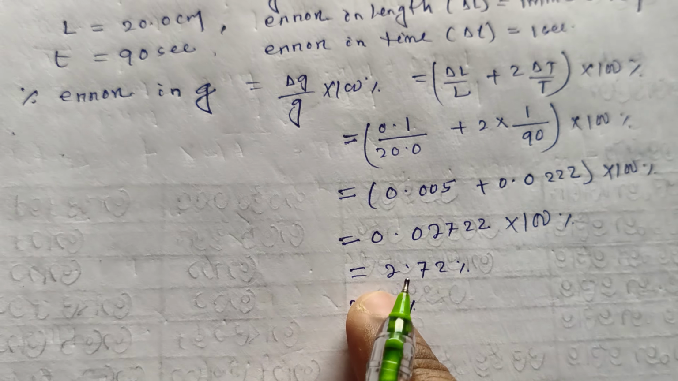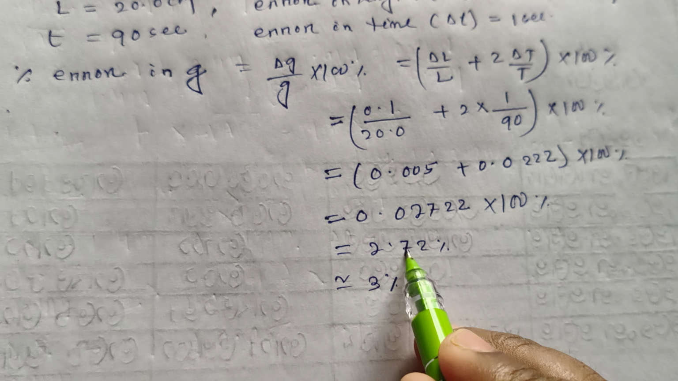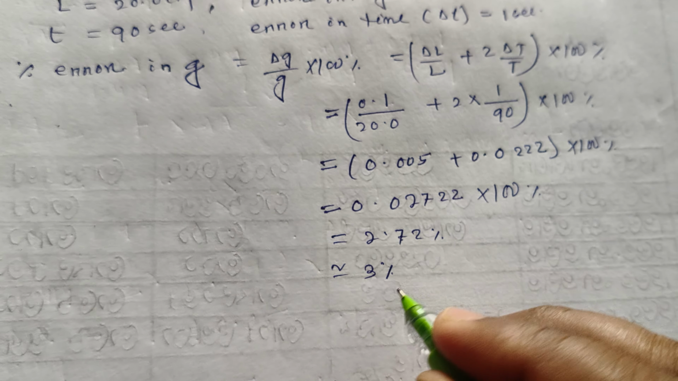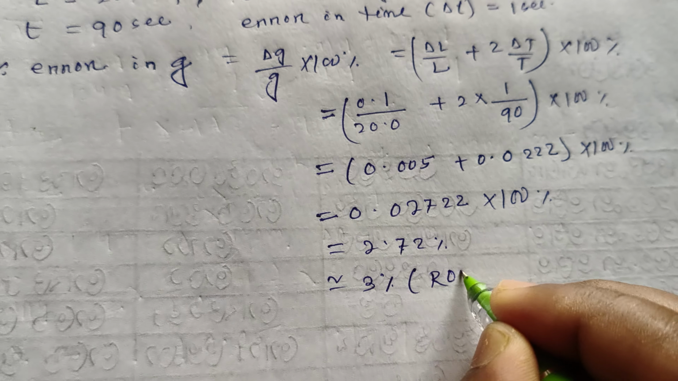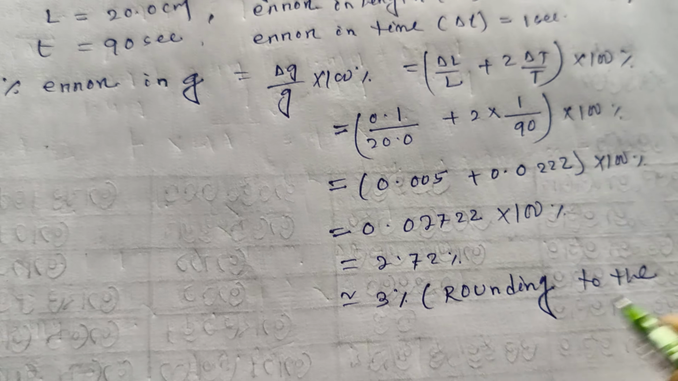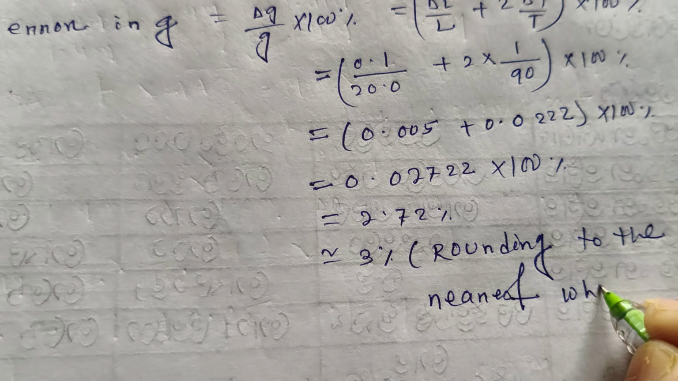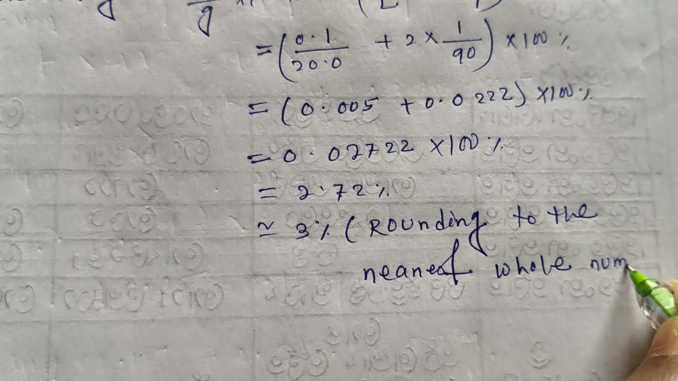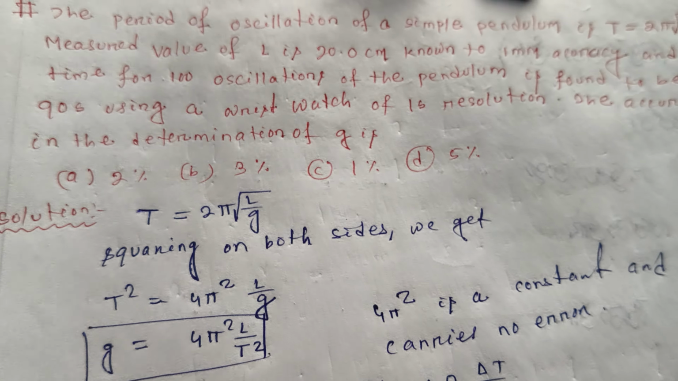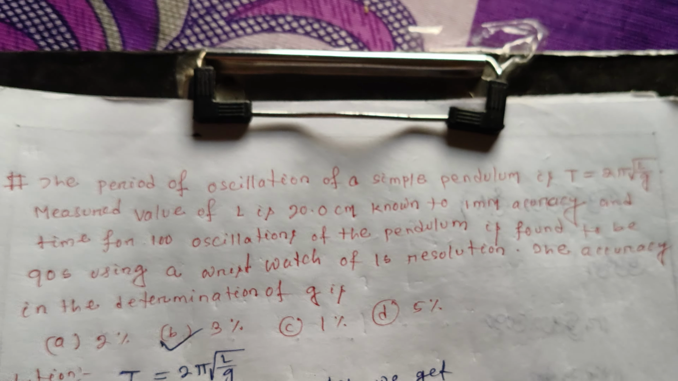Okay, because in 2.72 the digit 7 is more than 5, the closest whole number is 3. So that is rounding to the nearest whole number. Okay, that means your final answer is 3%. Option B is correct. Yes or no? Your answer is option B.